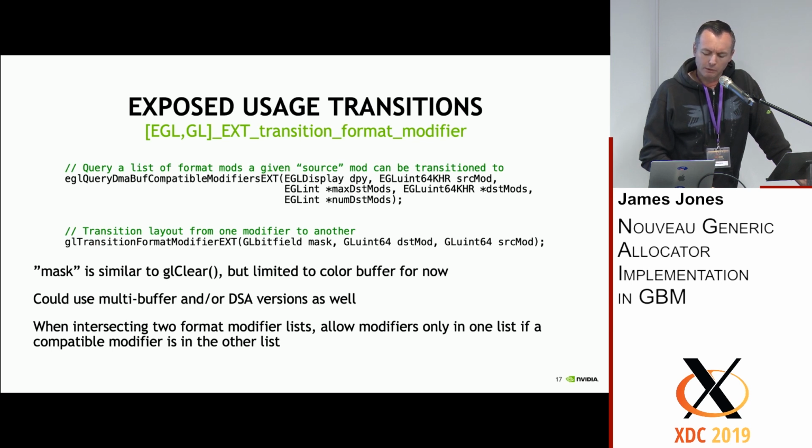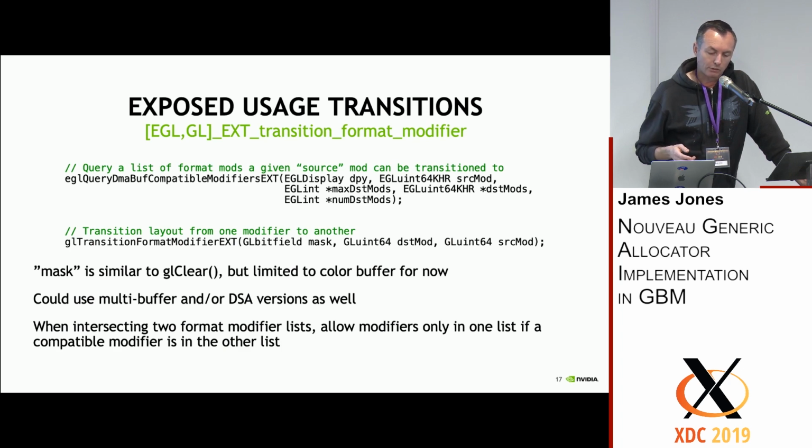And so then the way an application would use this is as it's querying all its format modifiers from the different drivers it wants to use, it eventually will have to take those and intersect them to get a compatible set somewhere. And what it can do is say, well, I was going to discard this format modifier because it's not compatible with one of my usages.